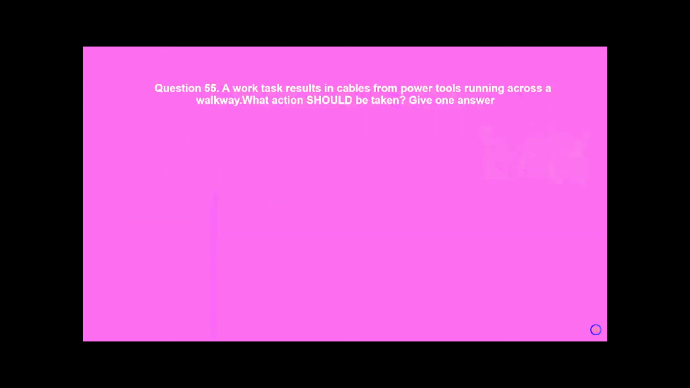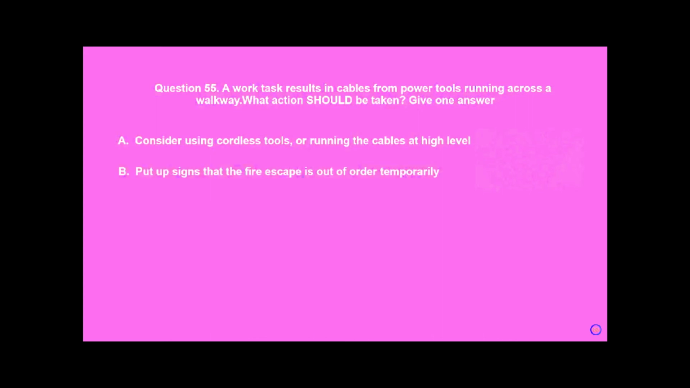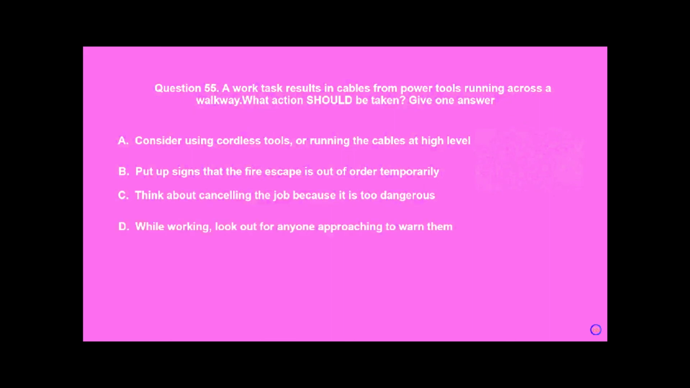Question 55. A work task results in cables from power tools running across a walkway. What action should be taken? Give one answer. A. Consider using cordless tools, or running the cables at high level. B. Put up signs that the fire escape is out of order temporarily. C. Think about canceling the job because it is too dangerous. D. While working, look out for anyone approaching to warn them. The correct answer is A. Consider using cordless tools, or running the cables at high level.